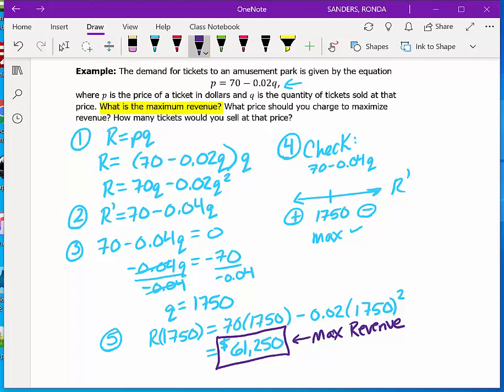Our second question says, what price should you charge to maximize revenue, and how many tickets would you sell at that price? We already know how many tickets we would sell at that price, because that is the value of Q. To evaluate the value of P, we have two different choices. We can use the original demand equation that was given in the problem.